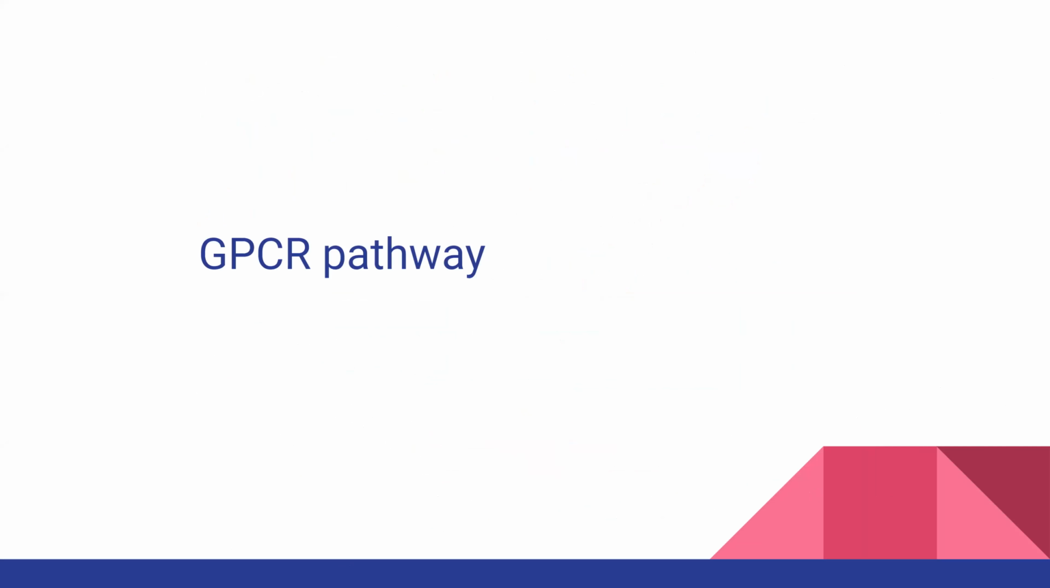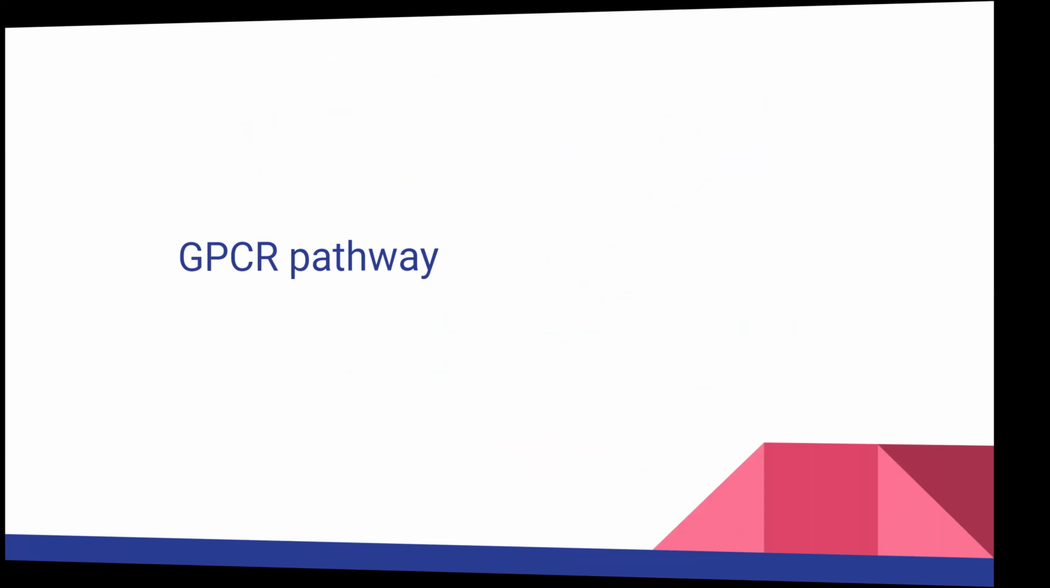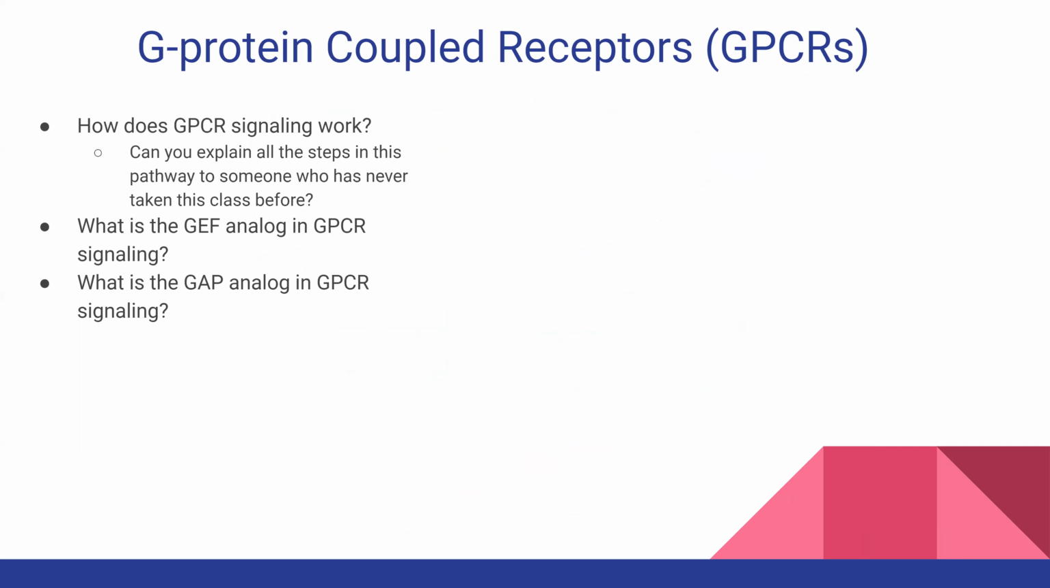Now, the G protein coupled pathway. So as we go through this, you just gotta keep in mind: can you explain all the steps to yourself, or to someone who has never taken the class? A good way to know if you understand the material is if you can explain it in a very simplistic way. You still know all the details, but do you really have an understanding to do that?